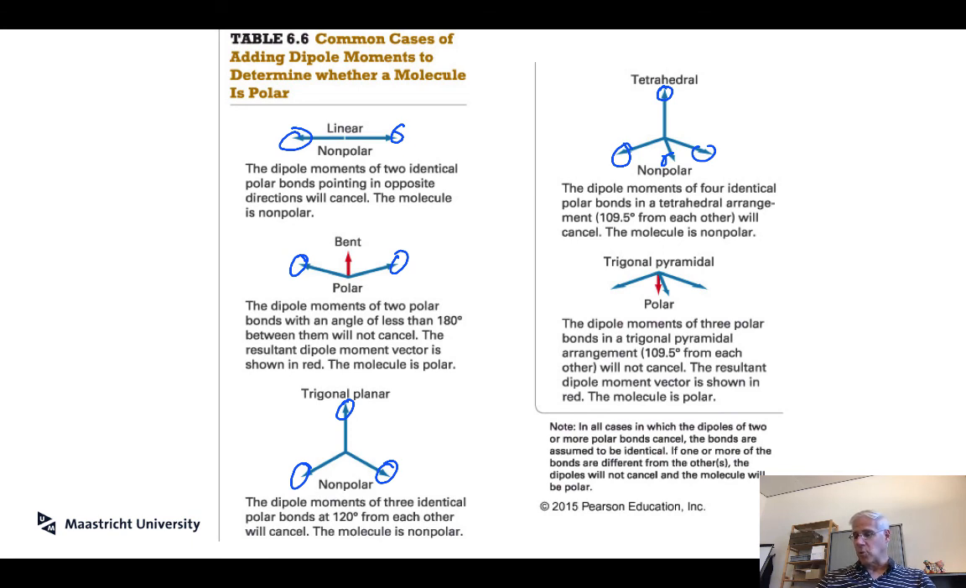So these are all nonpolar, and then you've got a bent structure or a trigonal pyramid structure, both with lone pairs. Those structures have a very real possibility of being polar.